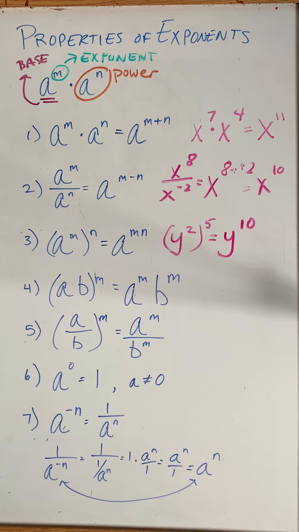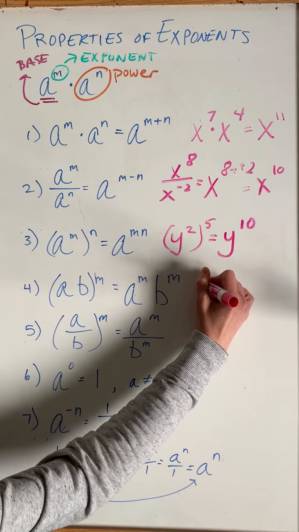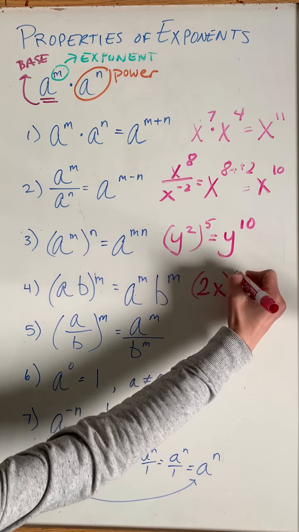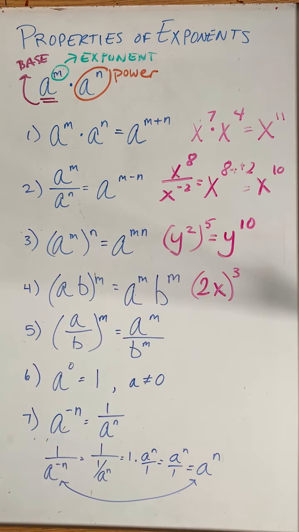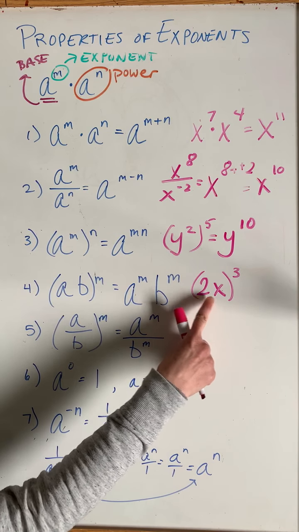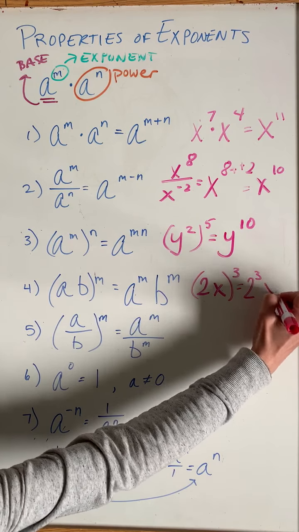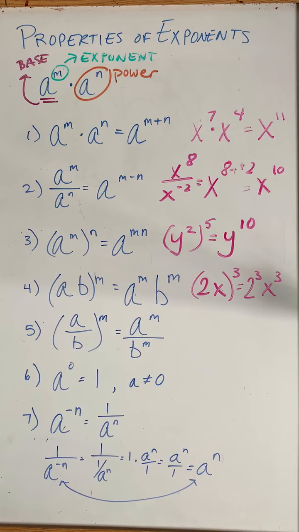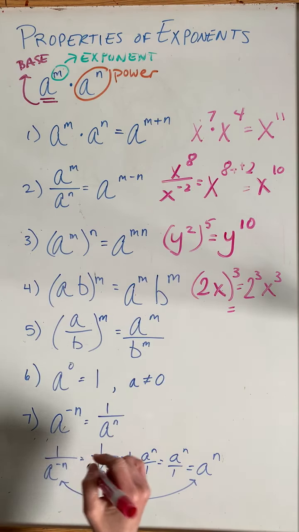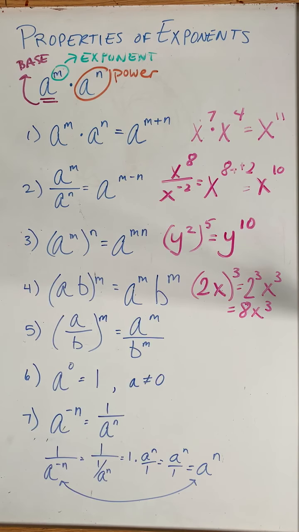Okay? All right, how about property 4? Let's do it with a number, because I think that's where people get confused a lot. Let's say you had 2x to the 3rd. Okay, so based on our property, we've got to raise both the 2 and the x to the 3rd power. So this is really going to be 2 to the 3rd times x to the 3rd. All right, now what is 2 cubed? 2 cubed, remember, is just 2 times 2 times 2, which is 8. So we're left with 8x cubed.